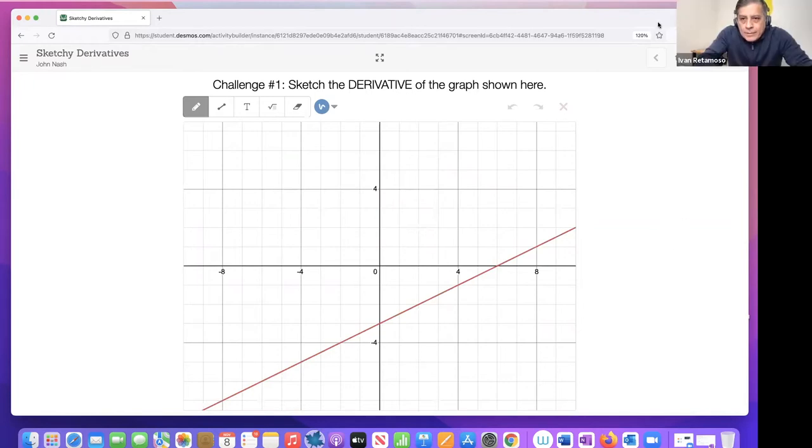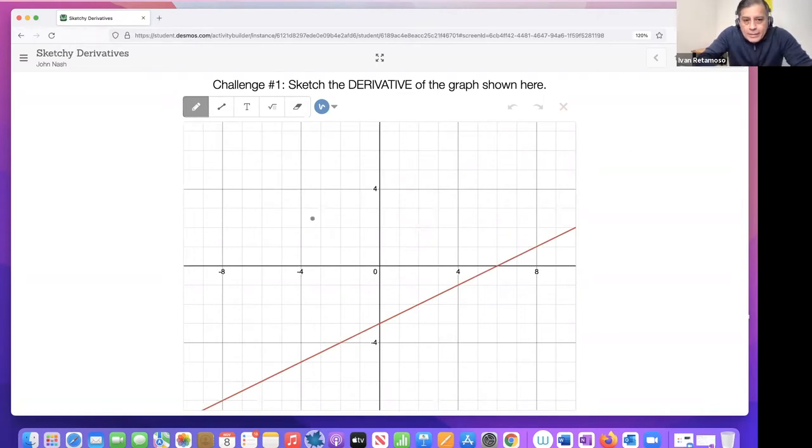Welcome. We just started. Here is the link for you to go to Desmos Activity 3. Just click in there, please, and then you will enter and you will see the first challenge. The first challenge says, sketch the derivative of the graph shown here. Sketch the derivative of this graph, right? So how can we do that?